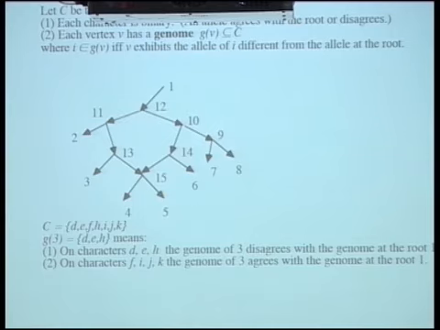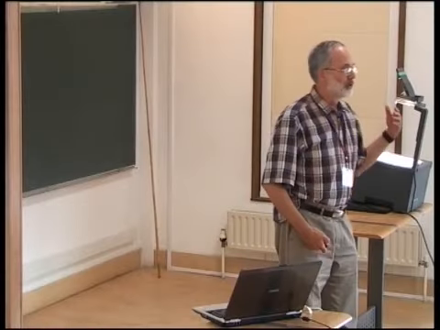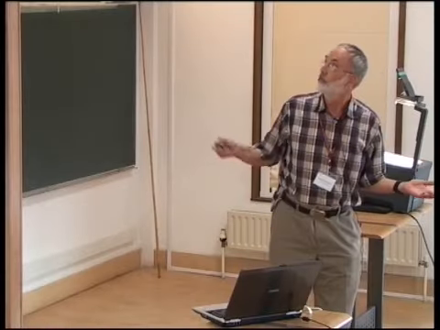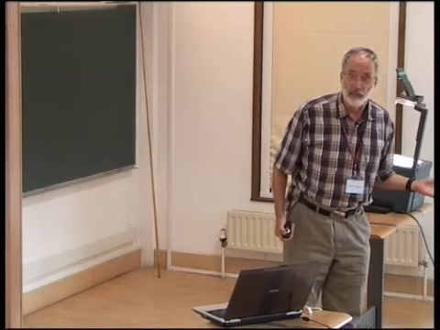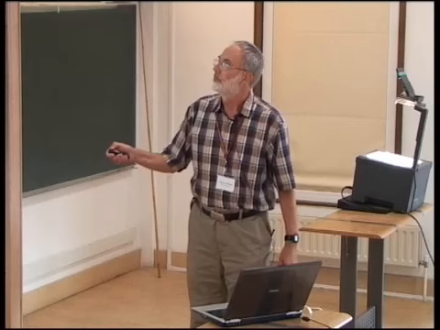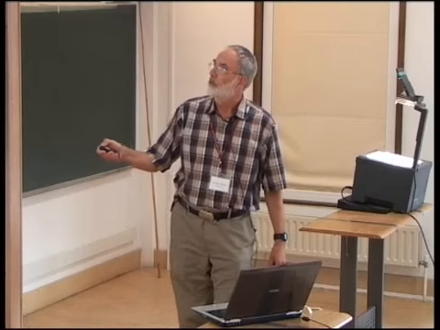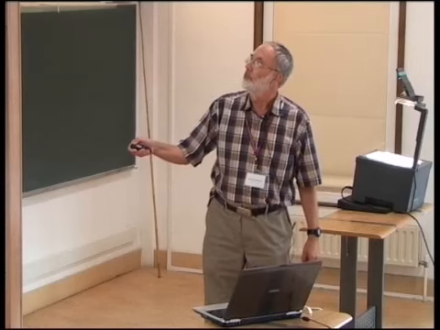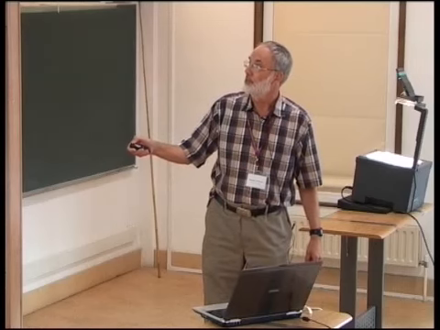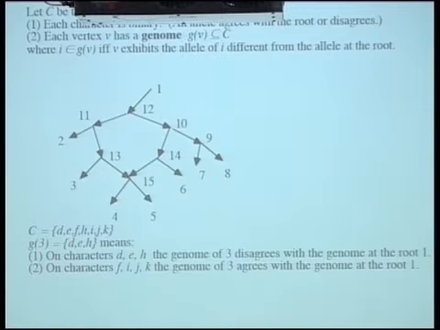What we can learn depends upon the model of evolution. I'm going to be talking about 2 very simple models in this talk. C will be the set of characters, and every character in this talk will be binary. So an allele either agrees with the allele at the root or disagrees with the allele at the root. If the set of characters is C, I'll use G to represent the genome. G of 3 equals D, E, 8 means that on characters D, E, and 8, the genome of 3 disagrees with the genome at the root, and on all the other characters it agrees with the genome at the root.